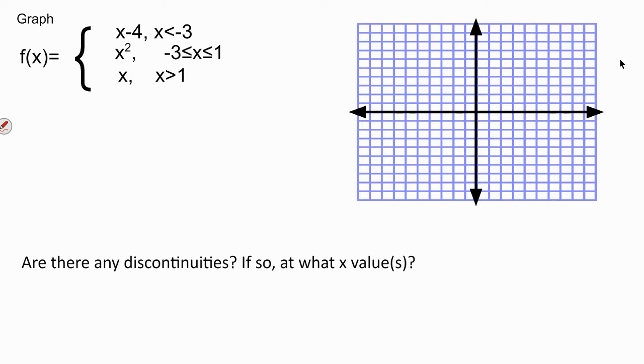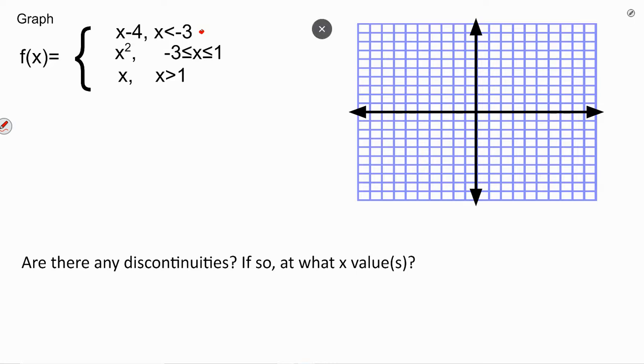So for this one, I've got a lot going on here. I've got 3 different parts. I have 3 specific domains. So let's break it down. Let's start with the first one. So the first one here, I have x is less than -3. So for all the x values smaller than -3, I'm going to use this rule. So that's how I'm going to start.